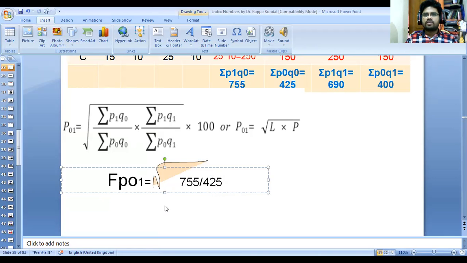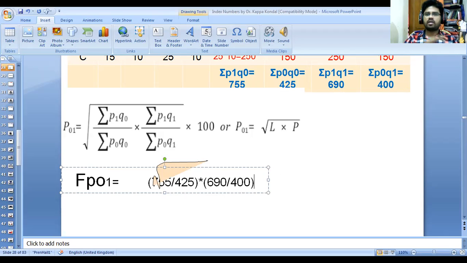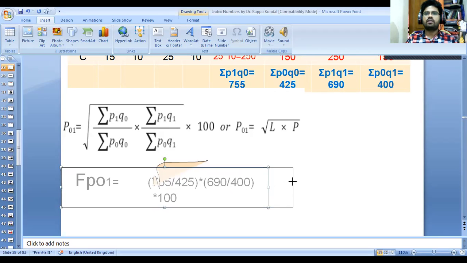Sorry for the interruption. See, the sum of P1 Q0 is 755 divided by 425, then into the sum of P0... or else you can put it like this also, no problem. Into the sum of P0 P1 Q1. P1 Q1 is nothing but 690 divided by the sum of P0 Q1, 400. Okay, then into 100.